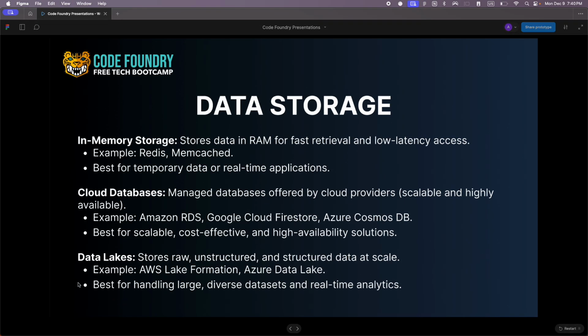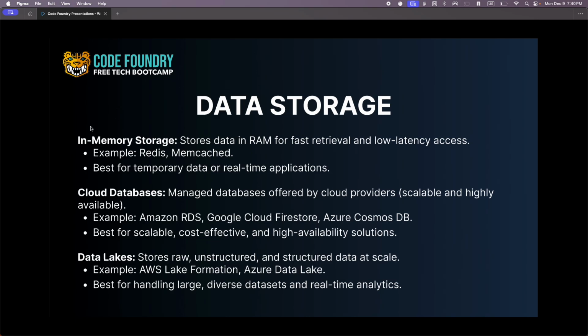Finally, we have three others which aren't used as frequently, and they're more based off of the app that you're developing. We have in-memory storage, which is storing data in RAM for fast retrieval and low latency access. This is using Redis or other caching storage options. So this is called caching, and caching is great for essentially storing data temporarily that will be frequently used by the user. Then we have cloud databases.